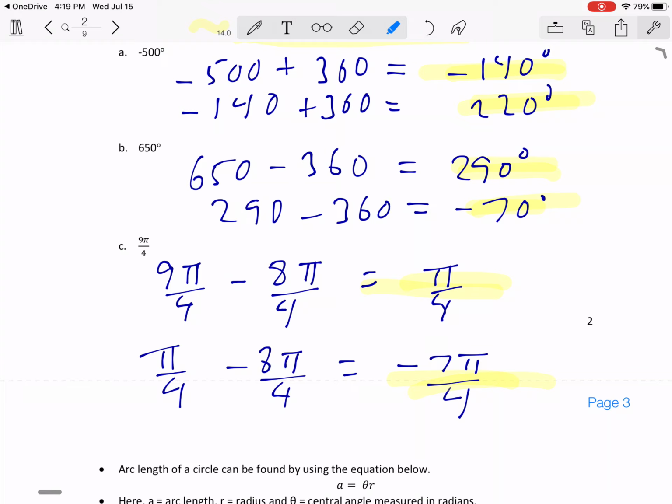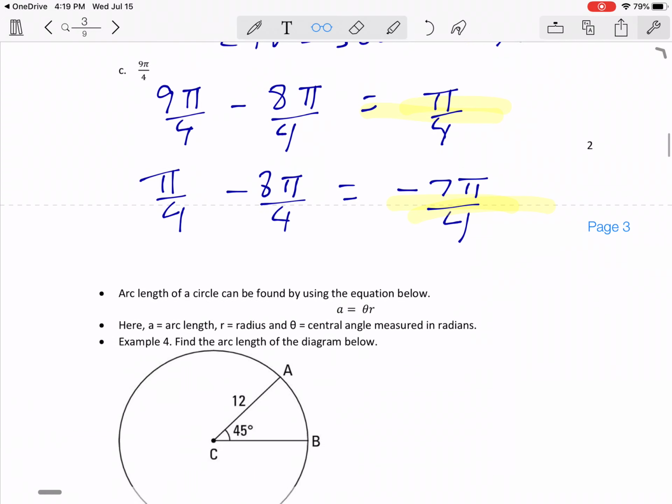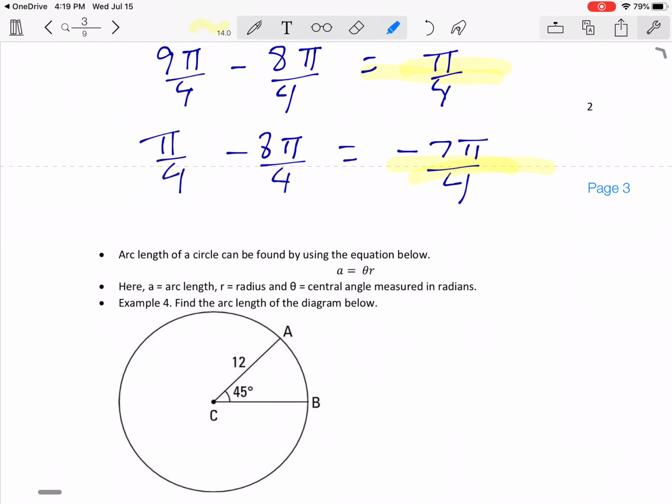Okay, lastly, let's look at what we call arc length. Okay, so arc length is just how it sounds. It's the distance around the exterior of the circle between two set points that are connected to the center. Okay, so this distance here between A and B, this would be defined as small a. Okay, so that would be your arc length.